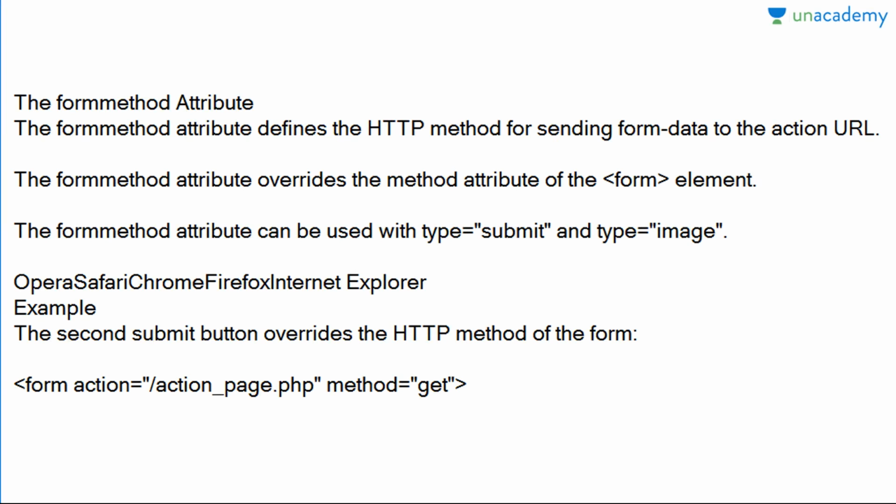The form method. The form method attribute defines the HTTP method for sending the form data to the action URL. We have read about this before in the previous lesson, that it can be get or post. The get method is not that secure, and it has size limitations. It cannot send a large amount of data, but the post method is totally opposite to it. It is more secure and has no size limitations, and it can be used to send a large amount of data.